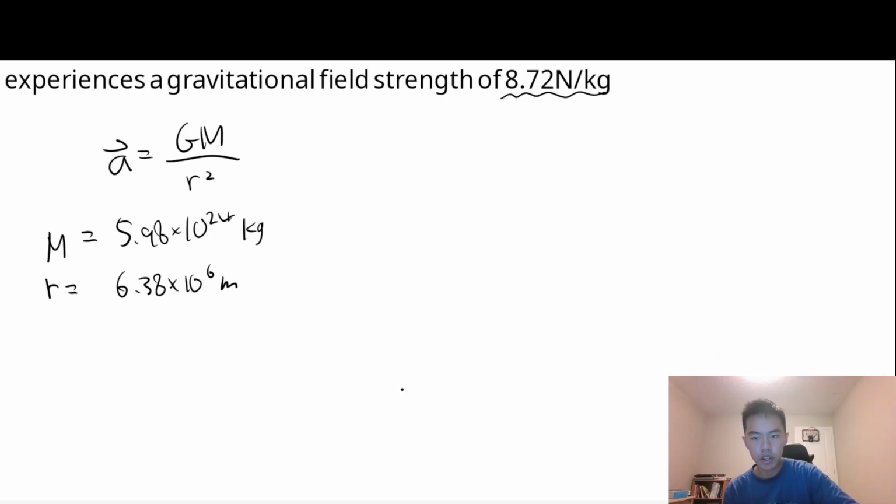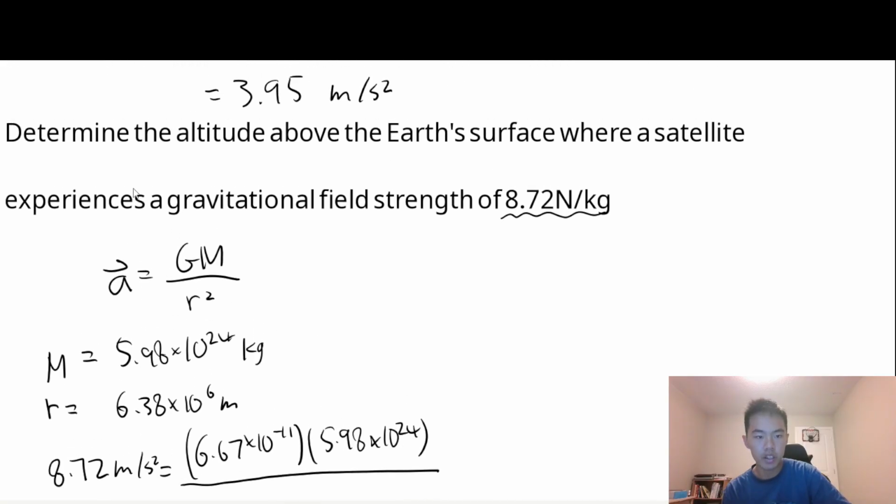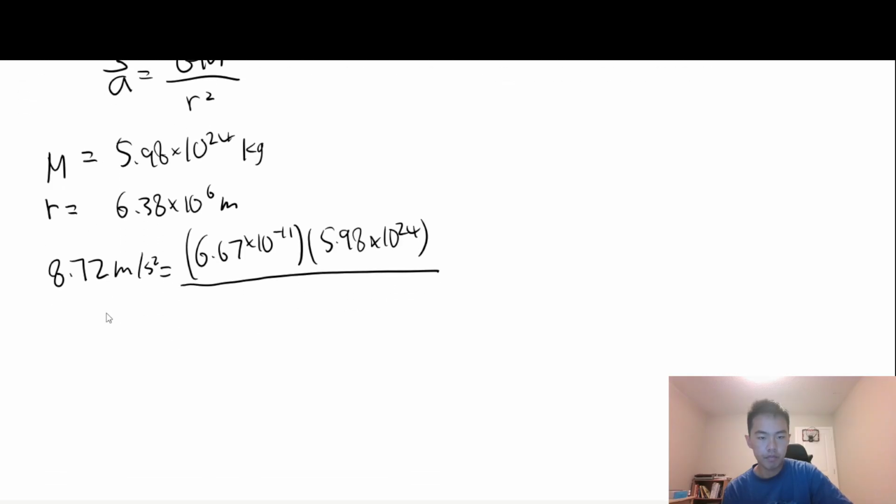We know gravitational field strength is 8.72, so let's put that in right now, in newtons per kilogram or meters per second squared. I'll write my units this one time, but I won't for the other ones because it all works out anyways. And mass here is 5.98 times 10 to the 24, and the radius, now be careful, we're trying to find something plus the radius. Just leave that as r squared for now. So this radius is not the radius of the Earth, it's the radius from the satellite to the center of the Earth. So we're going to have to subtract this value later.